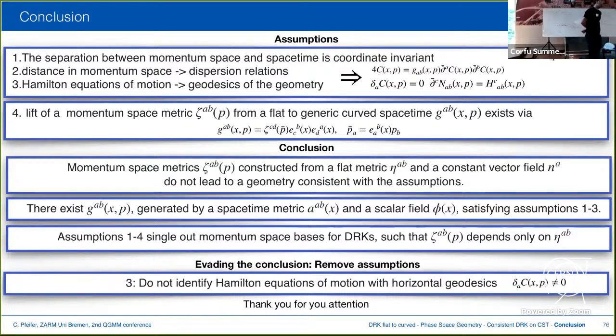I don't know if I understand your question completely. So basically, you're right. We're looking at the cotangent bundle as a fiber bundle. So at each point of space-time, you have one momentum space.